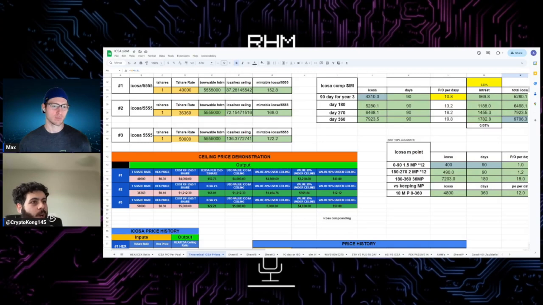There was lots of money to be made in the beginning of ICOSA, especially with all that yield and being so close to that ceiling price, plus HEX was probably 10 times more valuable as well, which makes a T-share 10 times more valuable.